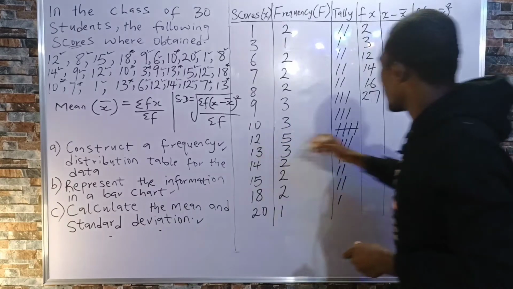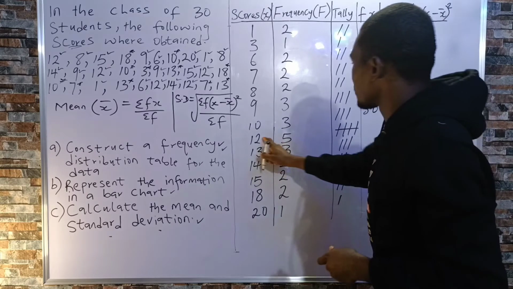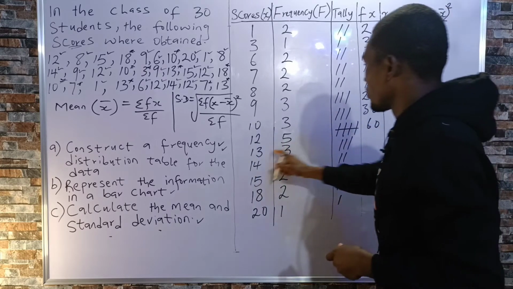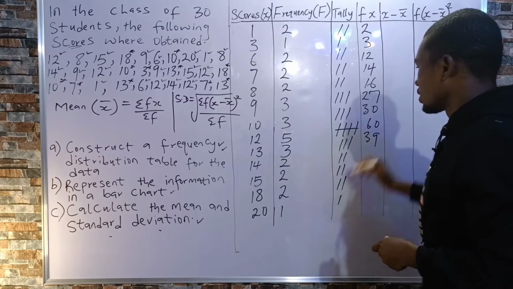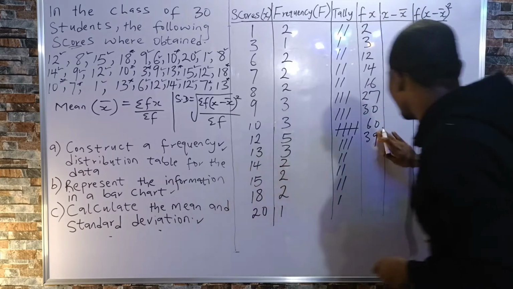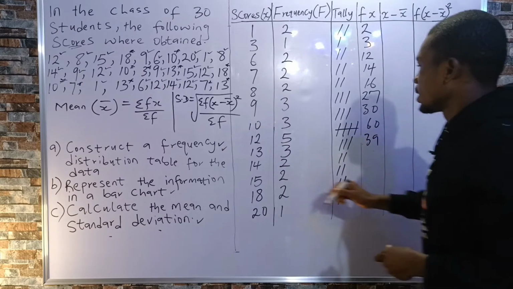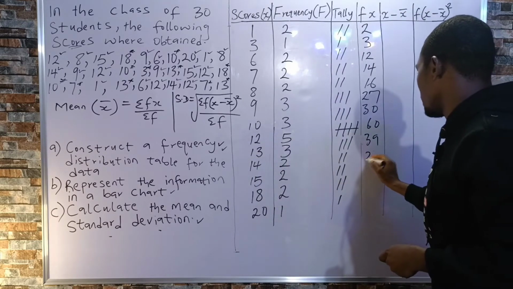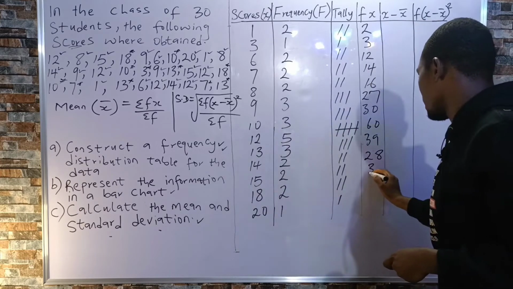Then 3 multiplying 10, we have 30. Then 5 multiplied by 12, we have 60. Then 3 multiplied by 13, we have 39. Then 2 multiplied by, sorry, let me bring it down a little bit. So this is 39. Then 2 multiplied by 14, we have 28. Then 2 multiplied by 15, we have 30.